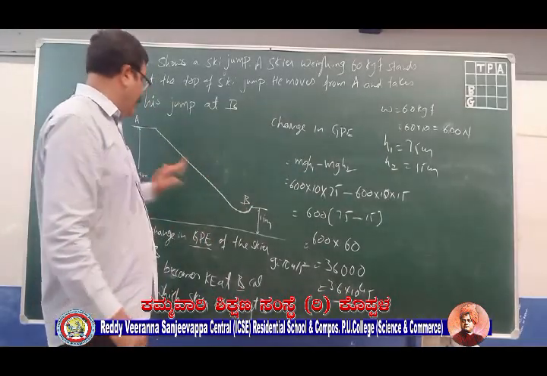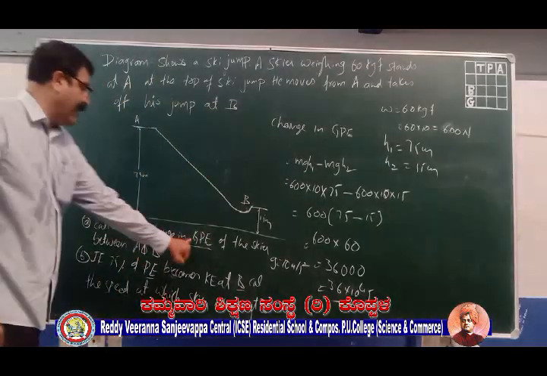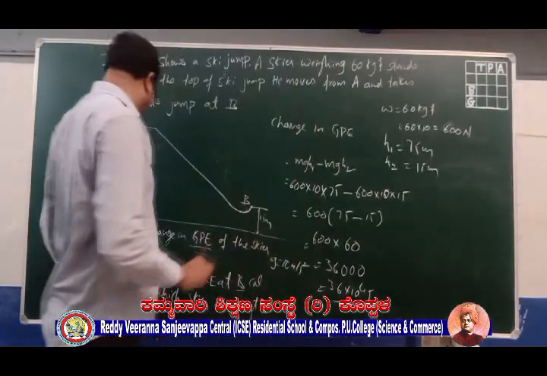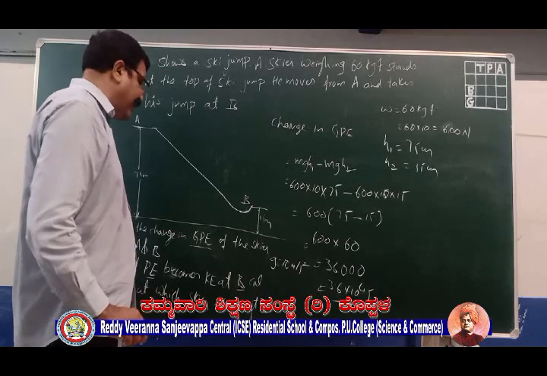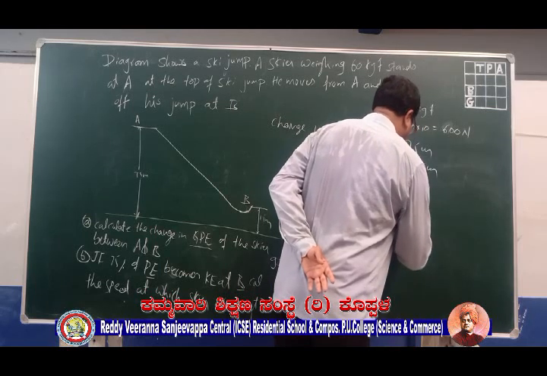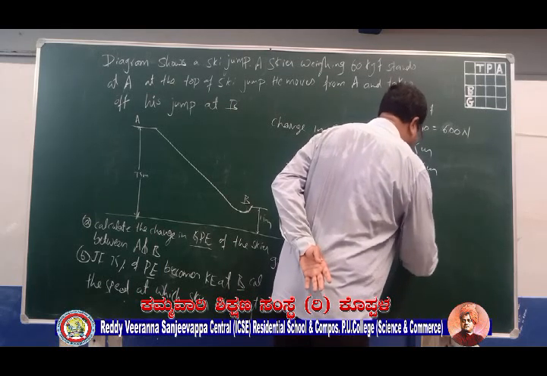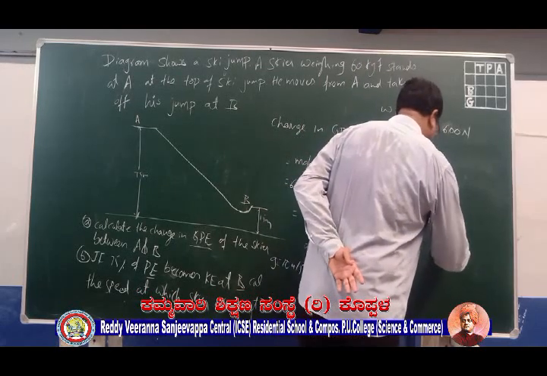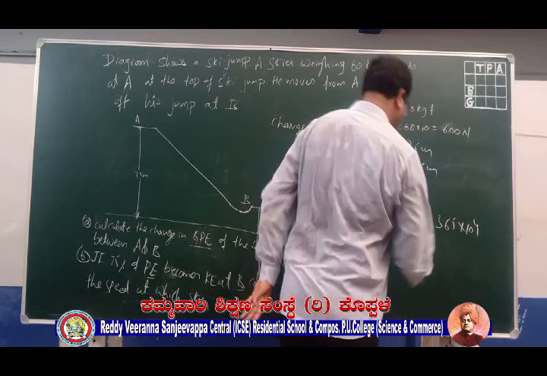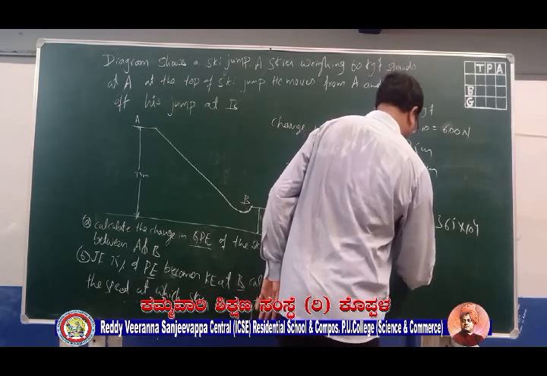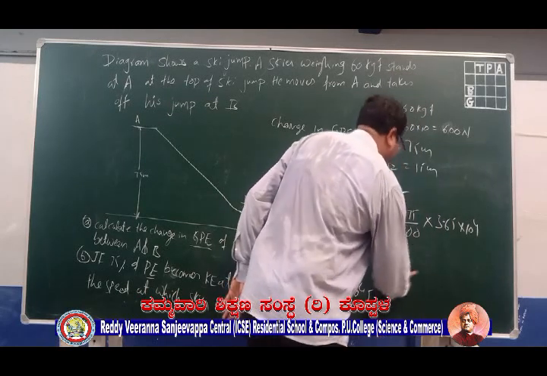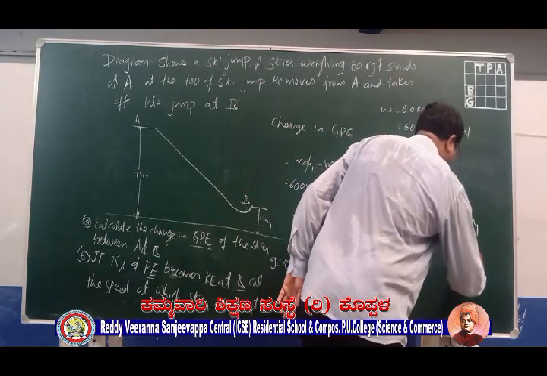Now we have calculated the first part, that is the change in gravitational potential energy of the skier. And the second question, what he says, if 75%, that means it is 0.75, or 75 divided by 100, into 3.65 into 10 to the power of 4. If you calculate this one, then this energy should be equal to half mv square.